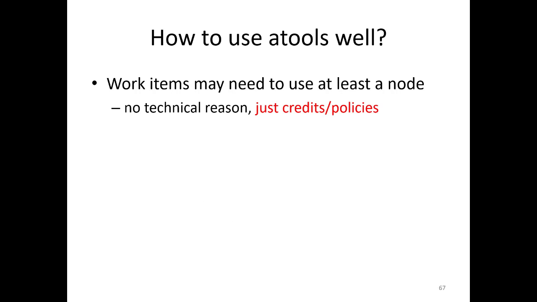So using atools efficiently is very similar to using worker. Essentially, the work items may have to use at least a node. Actually, that's not a technical restriction, but it might have to do with accounting, so credits, or with policies of the scheduler. For instance, if you have a single job per node policy, then of course you would want to make sure that a work item actually uses a complete node to execute.